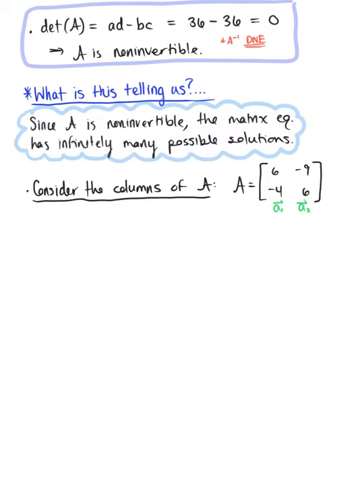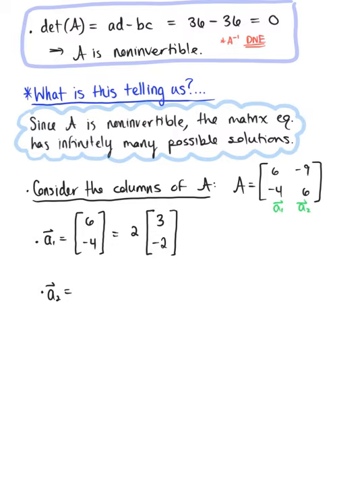So let's think about these vectors. Column vector a sub 1 is 6, negative 4. And I'm noticing, hey, both entries in this vector have a common factor of 2. So let's pull that scalar multiple out. So we have 2 multiplied by the column vector 3, negative 2. Beautiful.